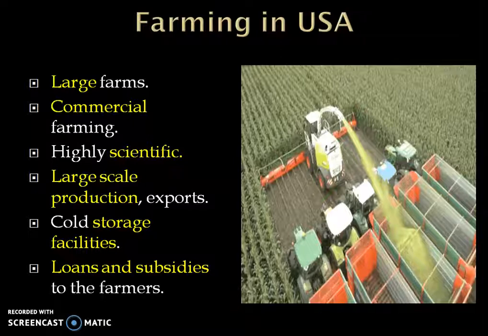Next, cold storage facilities. Cold storage facilities and efficient network of transport is available to the farmers. And last of all, the government has also provided loans and subsidies to the farmers. And because of all such things, USA is one of the leading producer of food grains in the world.